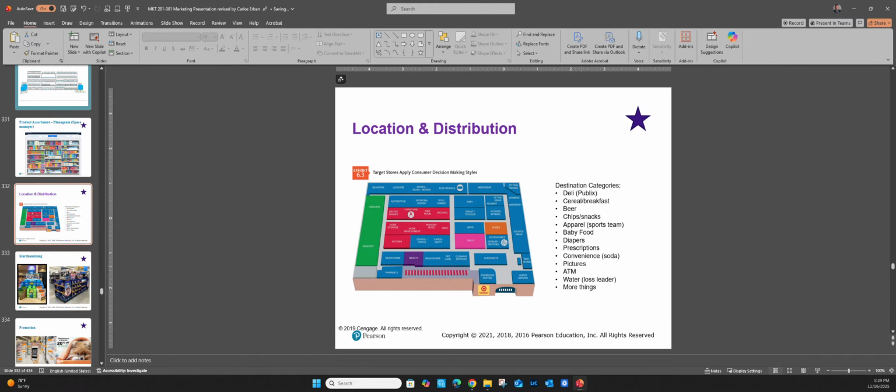Now, there are many different types of categories, and you have so-called destination categories. Destination categories are those categories that usually people go to the store for. So you run out of cereal. They're usually the big ones, right? So you run out of cereal or beer, or if you have a small baby, diapers, baby food. So these are big, important categories of why people go to the store.